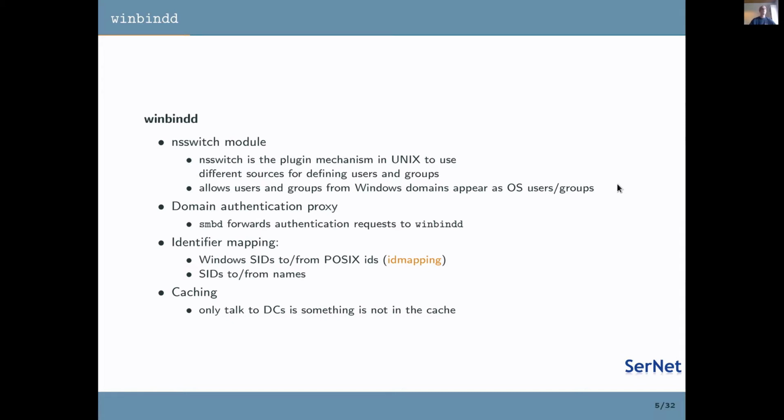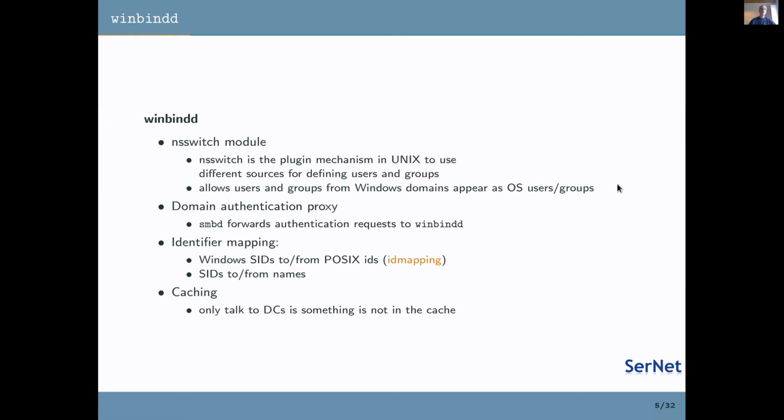So what does Winbind provide? One thing is it sits there as an NSS module and allows users and groups from Windows domains to appear as local operating system users and groups. Then it's a domain authentication proxy. SMBD forwards authentication requests to Winbind, which is true for NTLM authentication, not so much for Kerberos. For NTLM authentication, it's Winbind that talks to domain controllers, and SMBD just talks to Winbind for that.